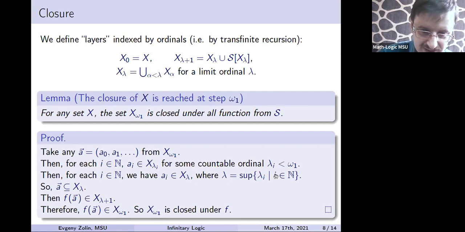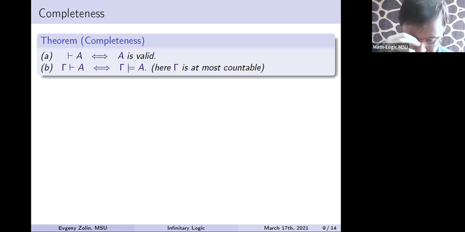So the main thing here is that the supremum of countably many countable ordinals is countable again, just as a countable union of countable sets is countable. This is the main property of countable ordinals that we used. So our set is indeed closed under the function f. So the conclusion is that we don't need longer derivations. We only need countable derivations.